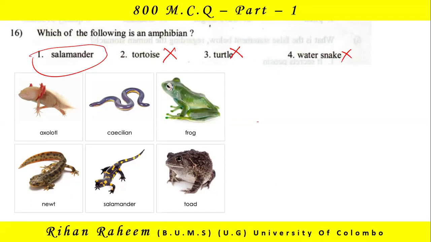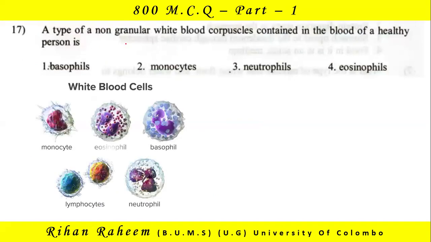Okay, good. Next one. A type of non-granular white blood corpuscles containing in the blood of a healthy person. Blood cells have two types, white blood cells and red blood cells. Sorry, white blood cells have two types. WBC has two types, granulocytes and non-granulocytes.